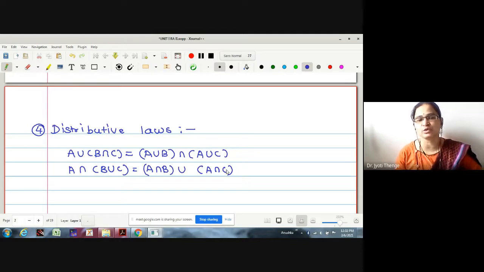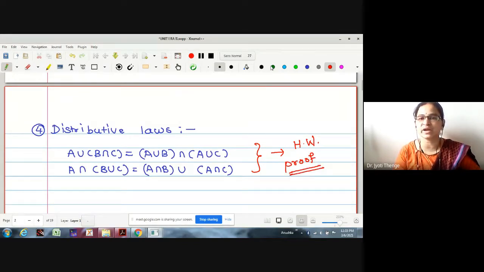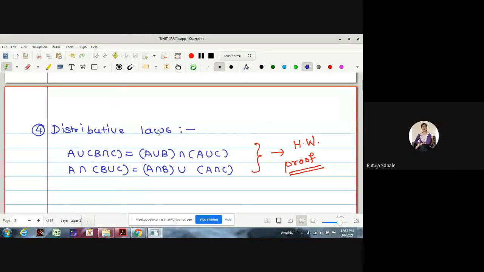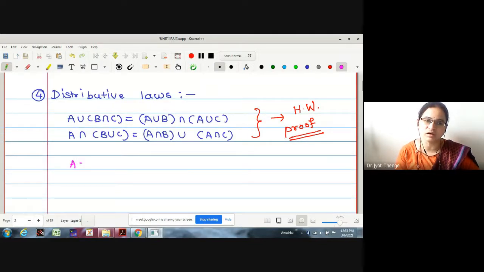If I ask you to prove this law, can you prove it? You have studied the proof somewhere in 12th standard, I think. But if I ask you to prove it right now, can you? How do we show that two sets are the same? What is the methodology we were using in order to prove two sets are equal?